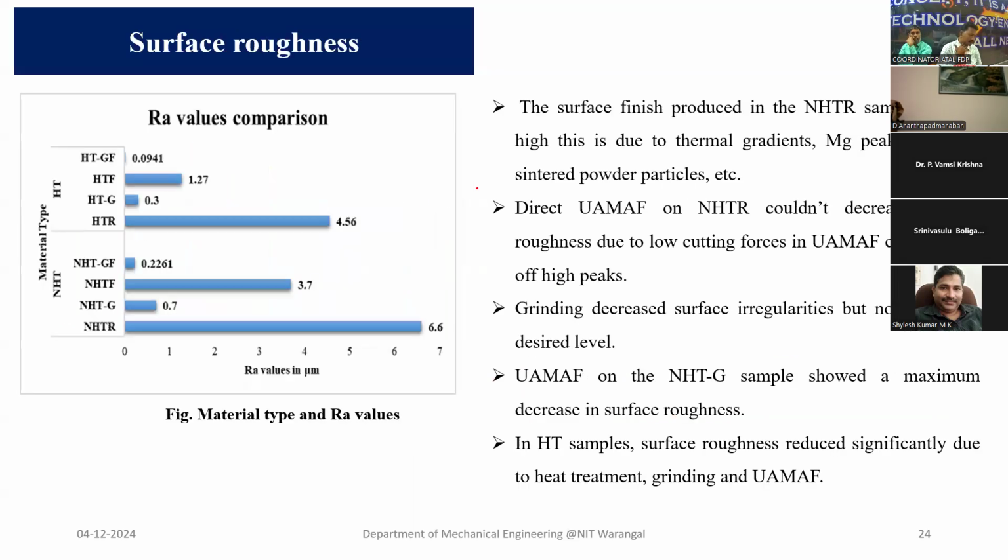If you see surface roughness, this is also the same, as already mentioned with the microstructure. This one is giving a very low value among these 4, and this one is giving a very low value among these 4. But if you compare this one and this one, again, this is the best and this is the next best. The surface roughness is also lower when we perform the ultrasonic assisted abrasive finishing process on the heat treated and ground sample, and then we are getting the best results.